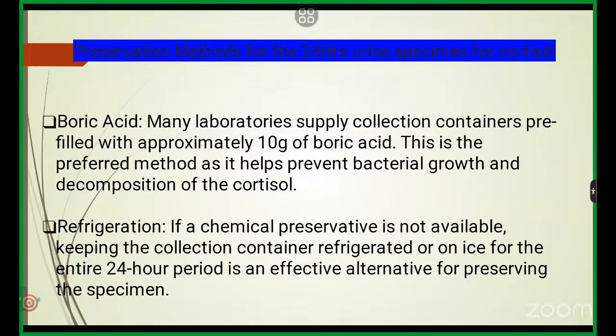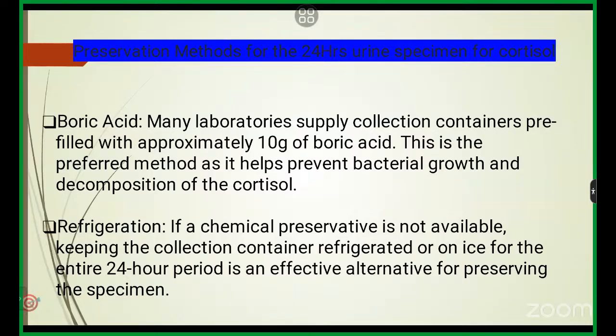Now, we have preservation methods for 24-hour urine specimen for cortisols. These are the preservatives, and the second mode of preservation is the use of refrigeration. For preservatives, boric acid is preferred by many laboratories because it helps to prevent bacterial growth and decomposition of cortisols. So two roles: bacterial growth and decomposition of cortisols.